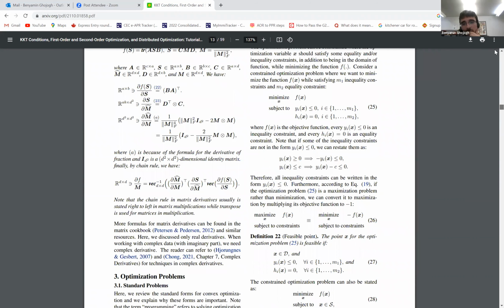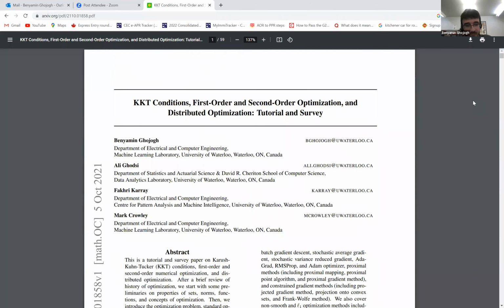It doesn't have much about linear programming and the simplex method, but the other topics can mostly be found in this tutorial. I hope you enjoy it, and if you find any mistake in it, please let me know, and we'll correct that and submit another version to arXiv.